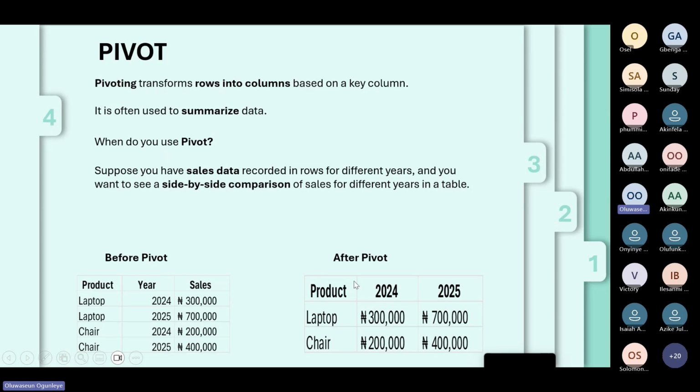So now this is the pivoted data. We've done the pivoting here, and for our columns we have product as the first header. After product, we have 2024. If you look at this, 2024 was originally under year, meaning that year was the header for the second column, but now year 2024 is the header for it. Then under 2024, in the row for laptop, we have 300K.